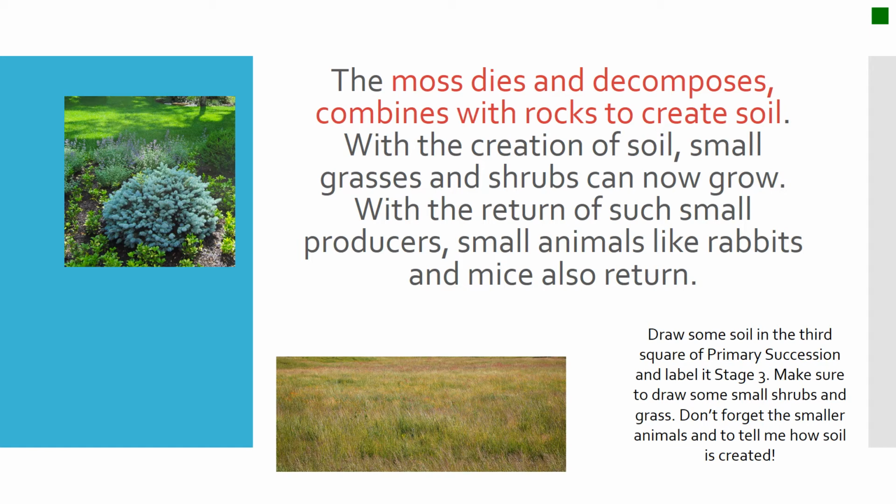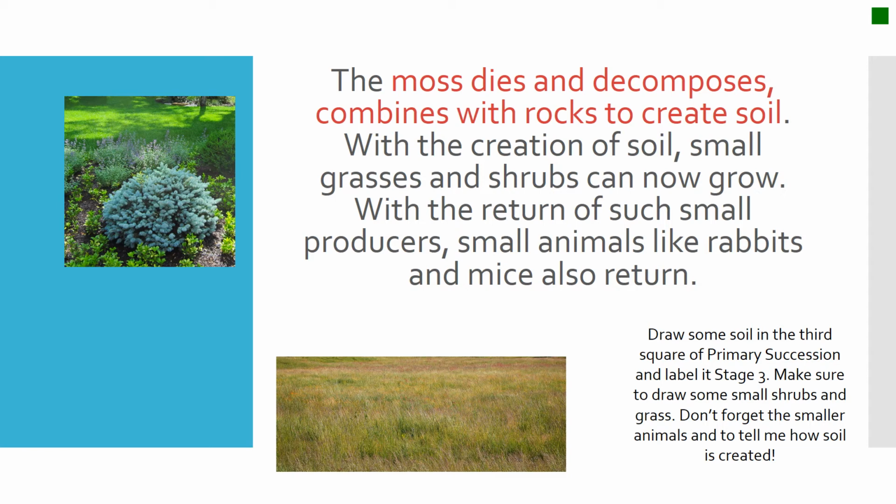All right, make sure you draw me some nice dirt down at the bottom of this box, some nice brown soil. And you're going to draw me some nice small shrubs, grasses, things that are lower to the ground. And if you're a really great drawer, draw me a rabbit or a mouse. This is once again going to be the return of some of our animals.